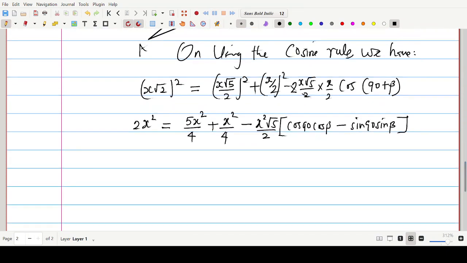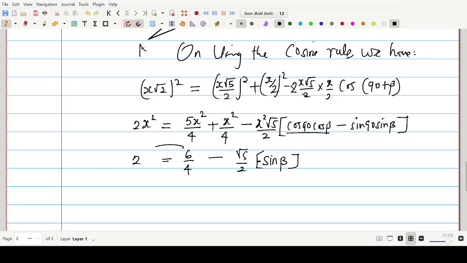Then we can divide through by x squared. So when we divide through by x squared, we are left with 2 equals 5 over 4 plus 1 over 4, and that will give us 6 over 4. All right. Then we are left with root 5 over 2. Now this here will give us 0 because cos 90 is 0. So we're left with sine 90, and that will be reduced to sine beta because sine 90 is 1. All right. So minus sine beta rather. So we'll have this as a result.